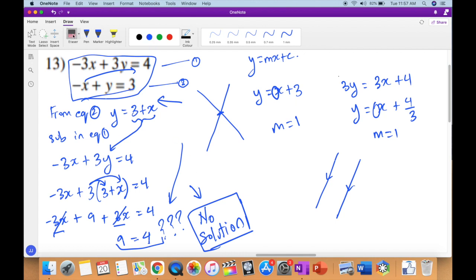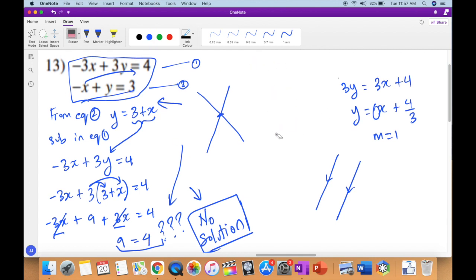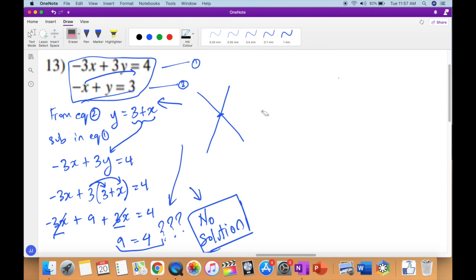Of course, you didn't have to do any of this stuff. I just showed you so that you would understand what no solution means. But really, once you reach this point in the question, you could just state that there is no solution and you would be finished with it.